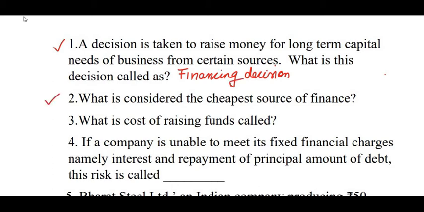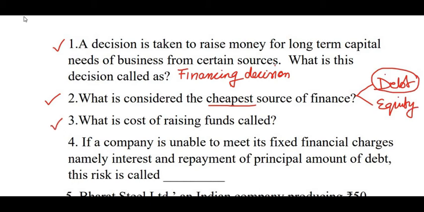Second, what is considered a cheaper source of finance? If you compare debt and equity, which of these is cheapest? We know that debt is cheaper as compared to equity. Equity is costly. Third, what is the cost of raising funds called? When you are raising funds from the market, when you are issuing securities or debentures in the market, what is this cost of raising funds called? The answer is flotation cost.